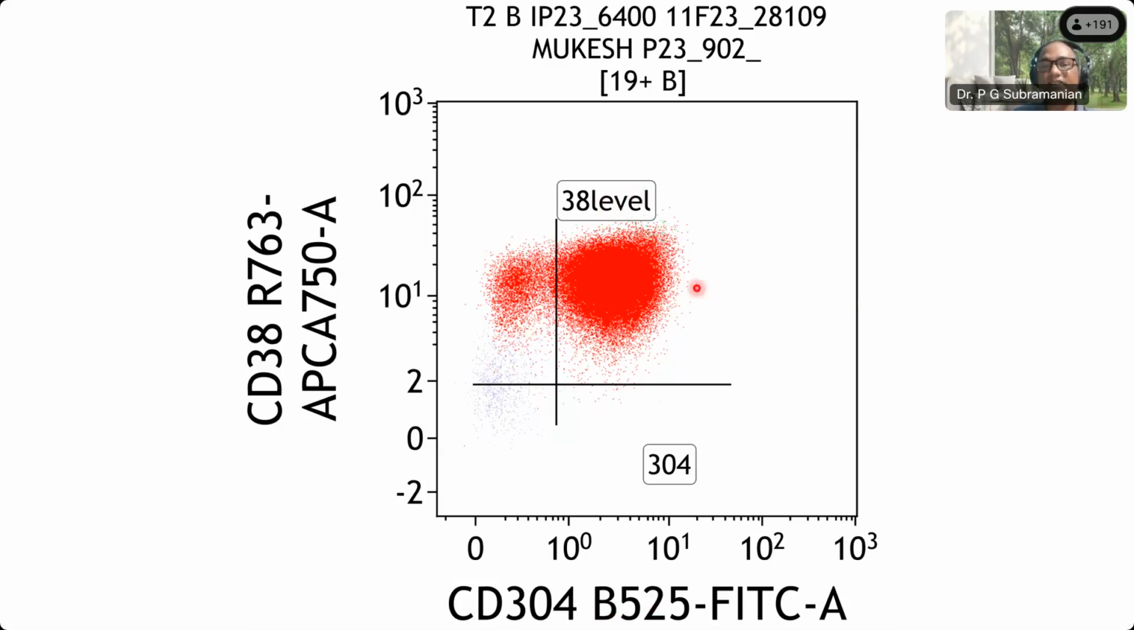So CD304 is a marker which is used as a leukemia associated immunophenotype. When you hear the term LAIP, or leukemia associated immunophenotype, it means those marker features which are present or absent in leukemia, those features of the immunophenotype of leukemia which are different from normal. So that is a leukemia associated immunophenotype.